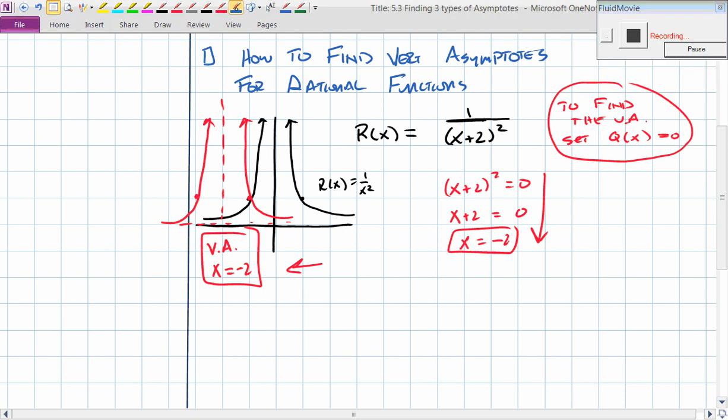How do you find vertical asymptotes? What's the technique, the strategy that you use? Sum it up for me. What do you do? Yeah, you set the q of x equal to 0 and you solve. All right. So that might be a great question that you revise your notes with: how do you find vertical asymptotes of rational functions? That might be the question you ask yourself.